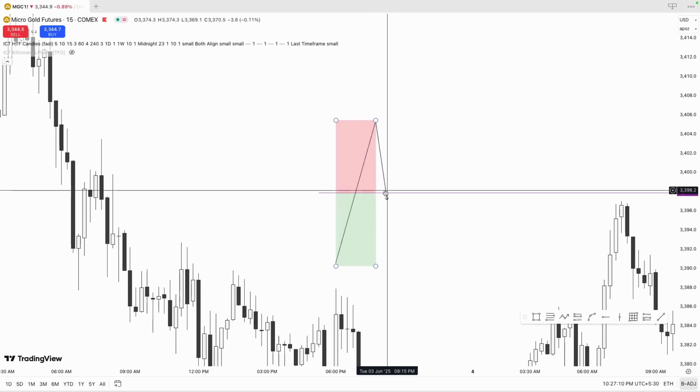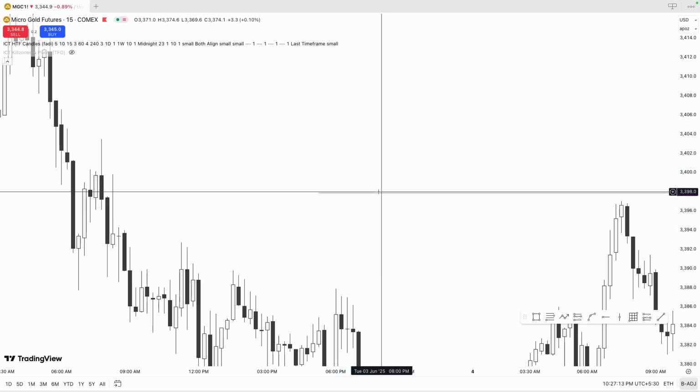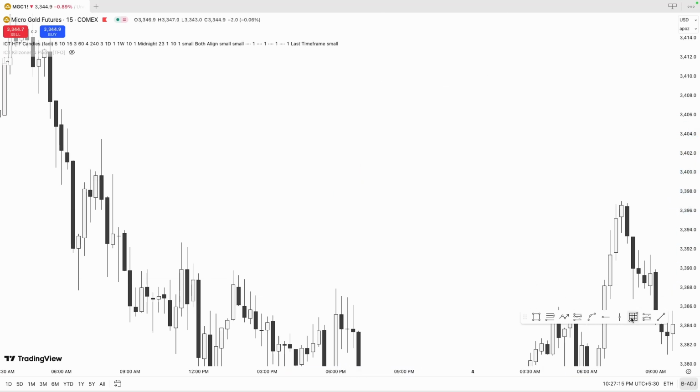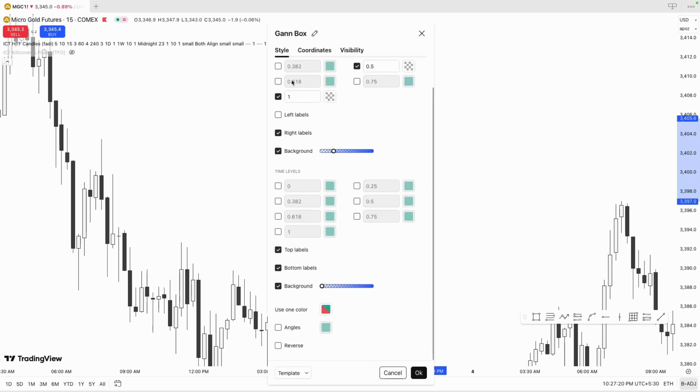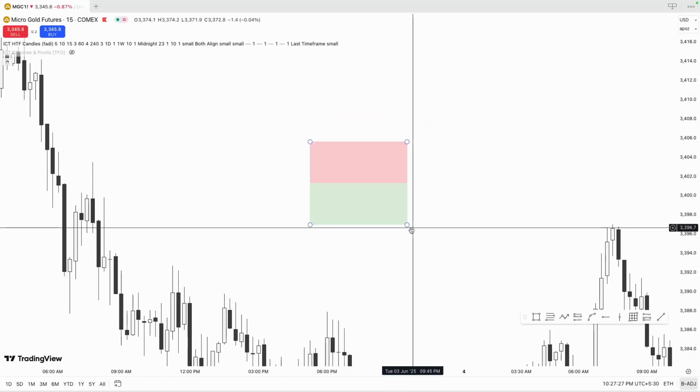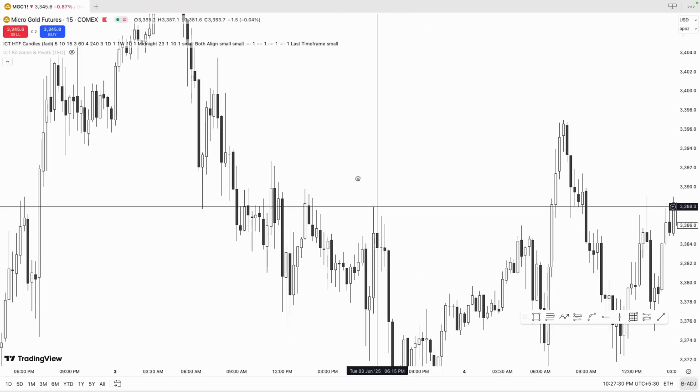Let me show you how to mark out those areas. Also, if you want to know, these are the settings which I use. This is called the Gann box. You can find it in the drawing tool, and these are all the settings which I currently use. So with this, let's get started.